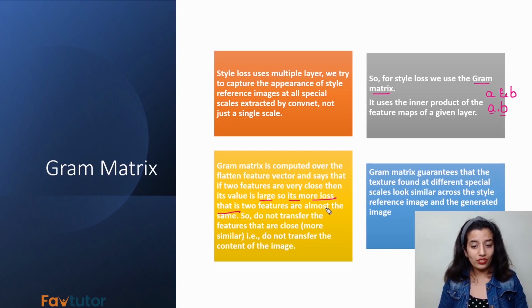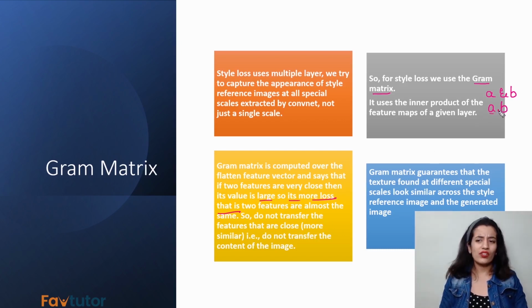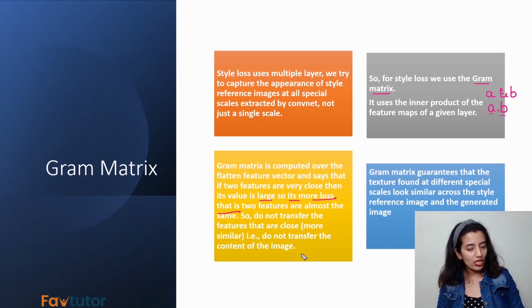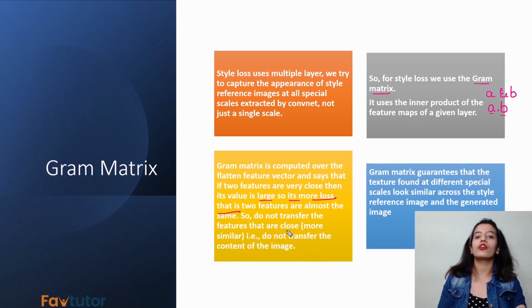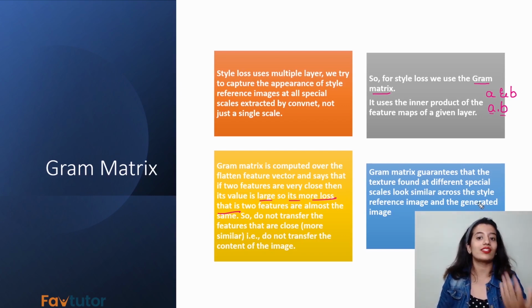If two features are almost the same, do not transfer those features, because there is no need to transfer features that are already close to each other, and do not transfer the content of the image. So it will maintain the content of the image and also maintain the style of the image as it is. The gram matrix guarantees that the textures found at different spatial scales look similar across the style reference and the generated image.